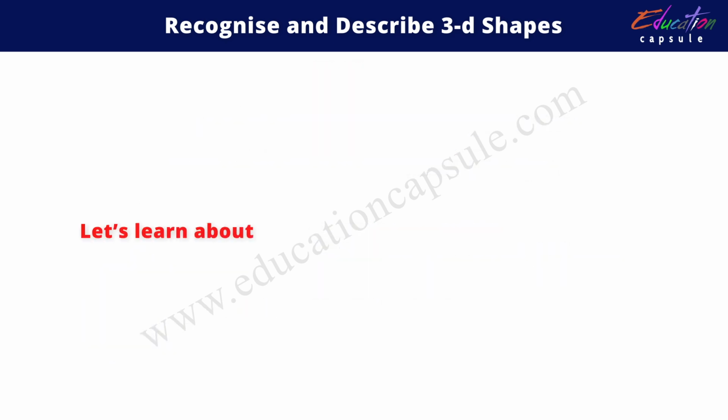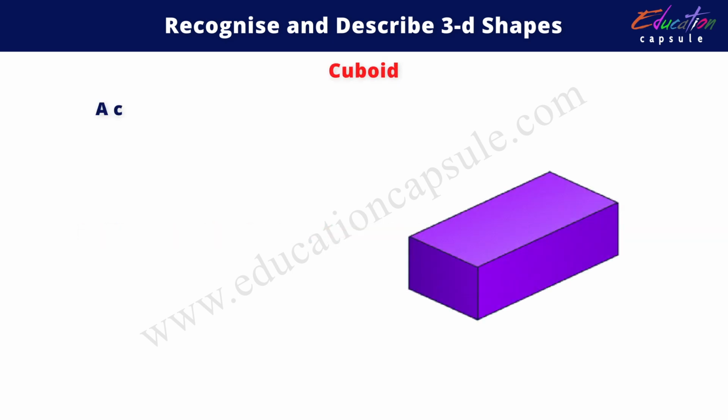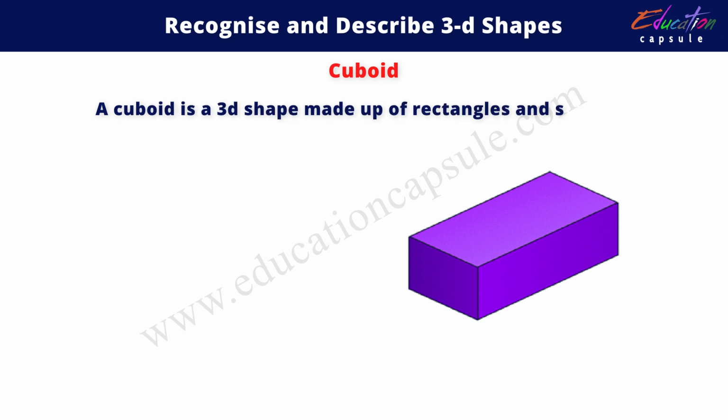Let's learn about the properties of different 3D shapes. First one is a cuboid. A cuboid is a 3D shape made up of rectangles and squares. A cuboid has 6 faces, 8 vertices, and 12 edges.